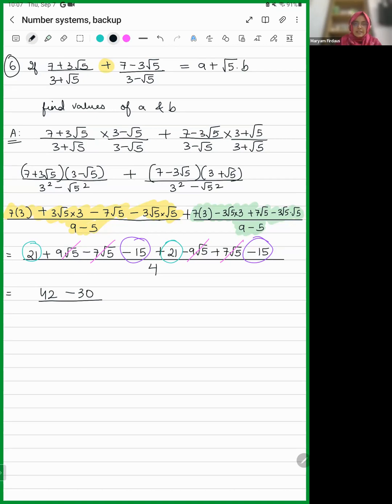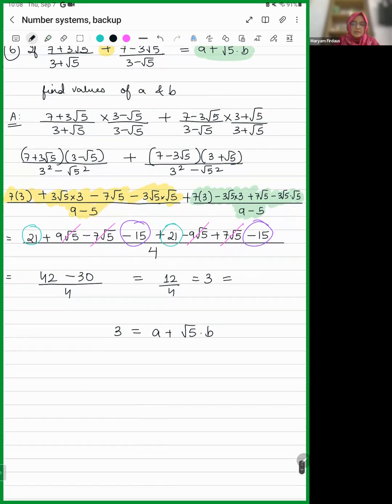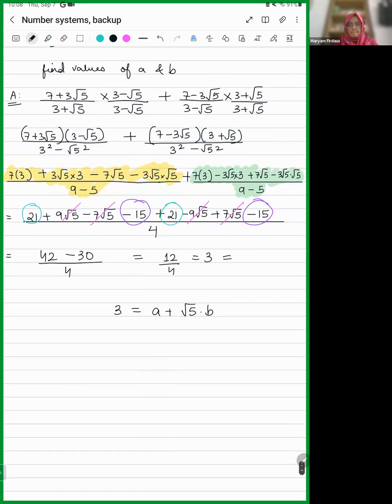We're not left with anything else in the numerator. So by 4, what does this become? 12 by 4, which is equal to 3. Now remember that they are telling you this is equal to A plus root 5 into B. So 3 is equal to A plus root 5 B, and we will equate both of these and then solve it.